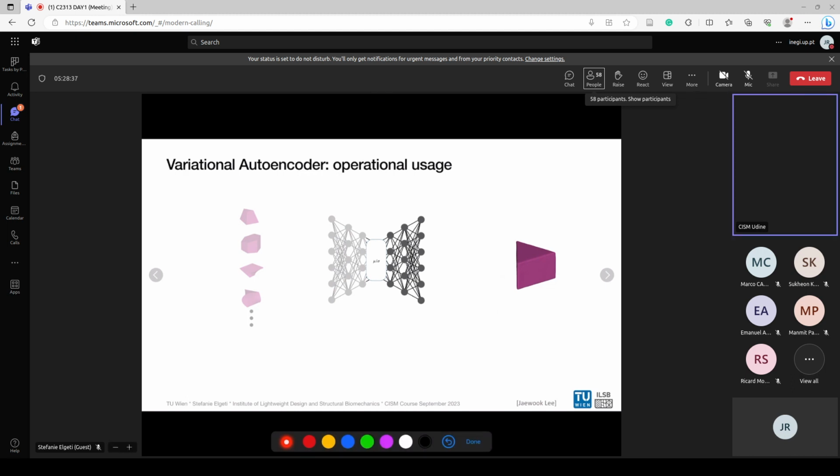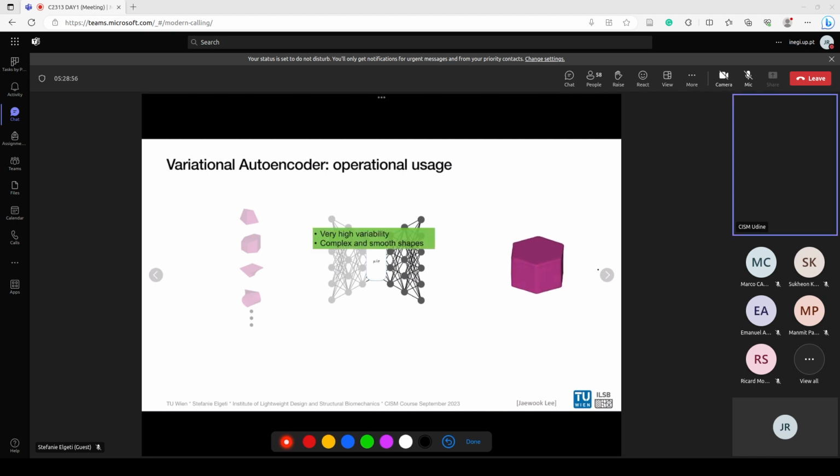And in fact, after training in the operational usage, you can then morph between these shapes. So that did work very well.